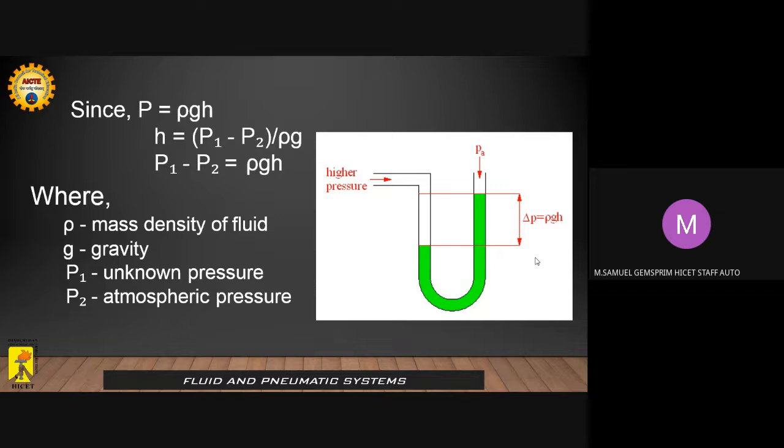So this also leads to a pressure rise, which is designated with the parameter H. That is, ΔP equals ρgH. Rho is density, g is acceleration due to gravity, H is the height, and ΔP is the difference in pressure. So this is what is known as the functionality of a manometer. Thereby we can very easily find out the values.